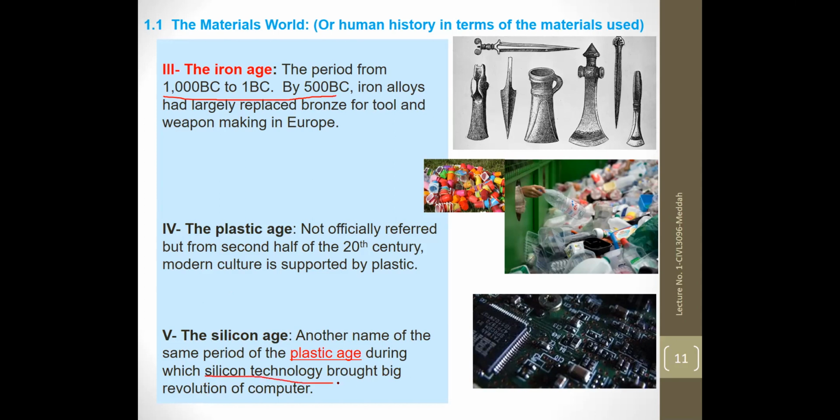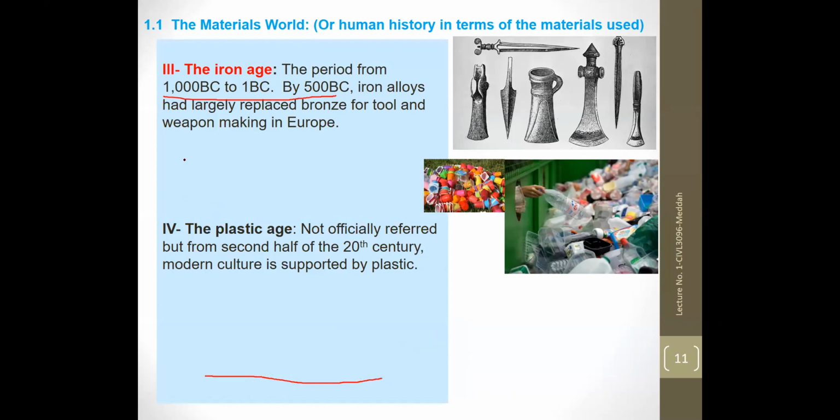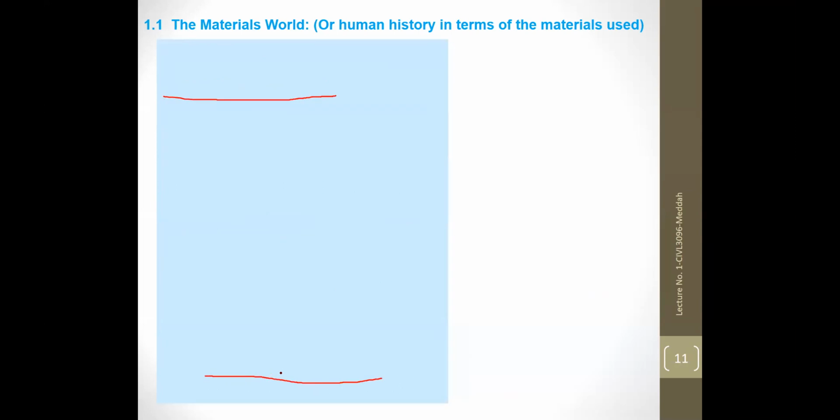Silicon technology now has brought a big revolution, because silicon is largely used for different high technology, starting from your smartphones, your computer, your laptop, your tablets, and so on. Silicon is used so much in today's different devices, tools and technologies. This is why it is called the silicon age. But you understand that these are not official names. The official names are only the Stone Age, then the Bronze Age, and then the Iron Age.